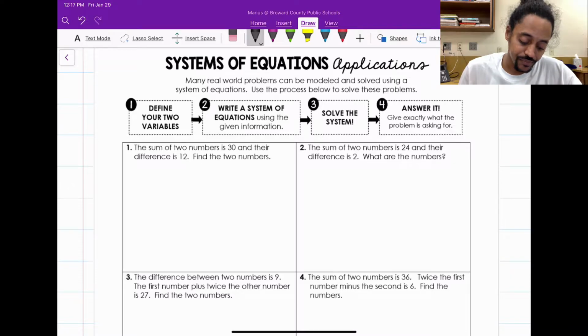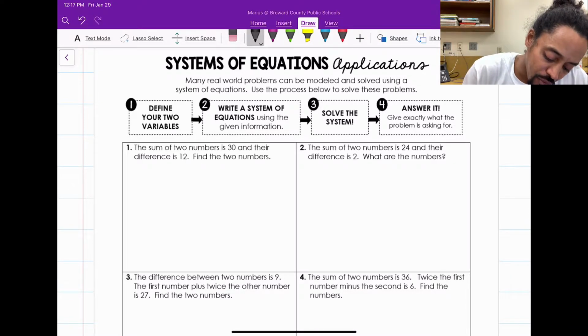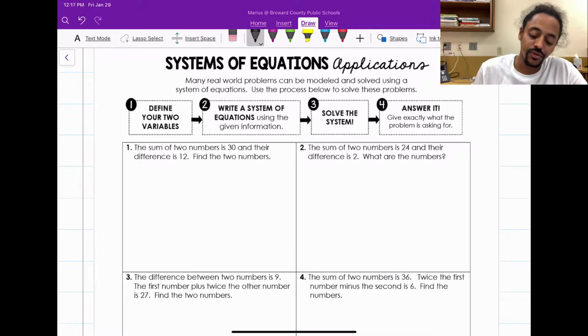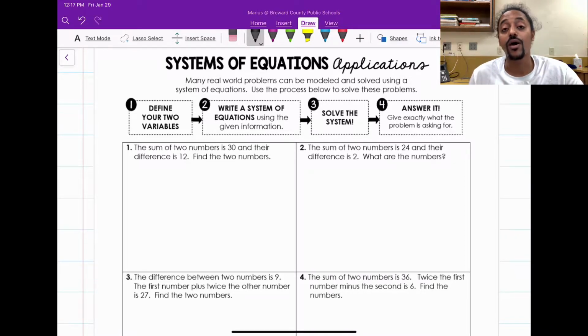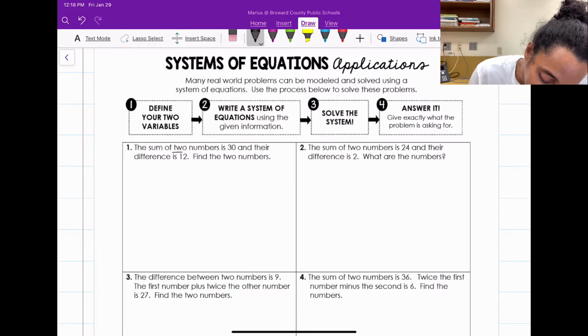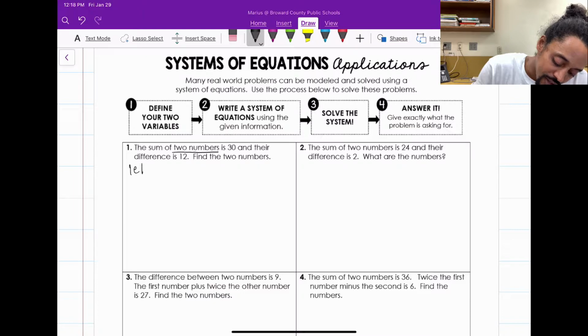So number one says, the sum of two numbers is 30 and their difference is 12. Find the two numbers. Well, first, like the steps require us, we have to define our variables. So in this case, our variables are just going to represent two different numbers. So let x equal the first number and let y equal the second number.